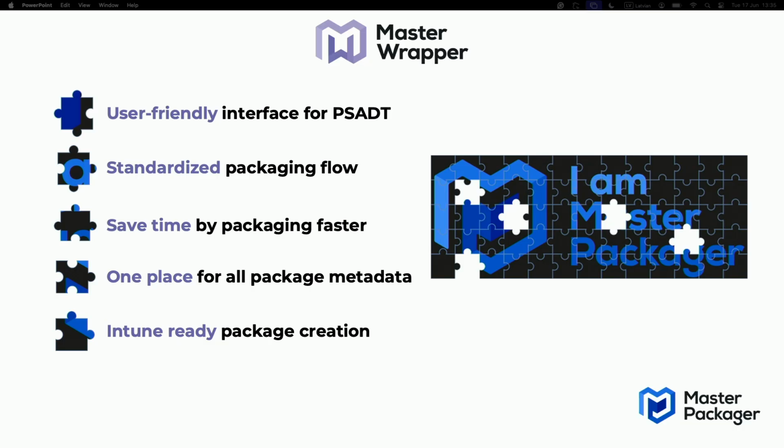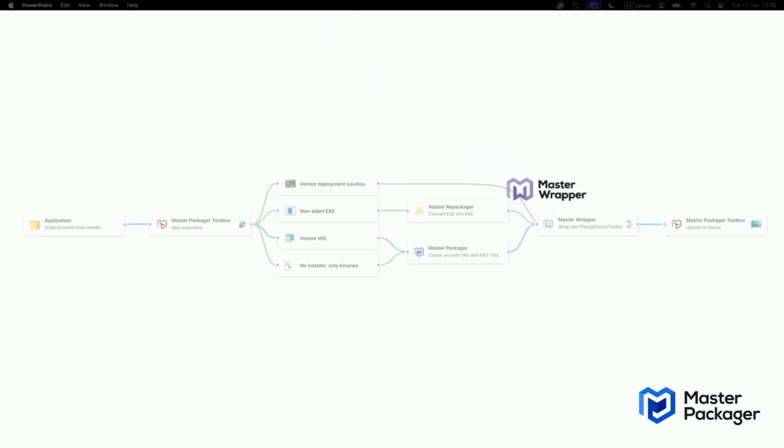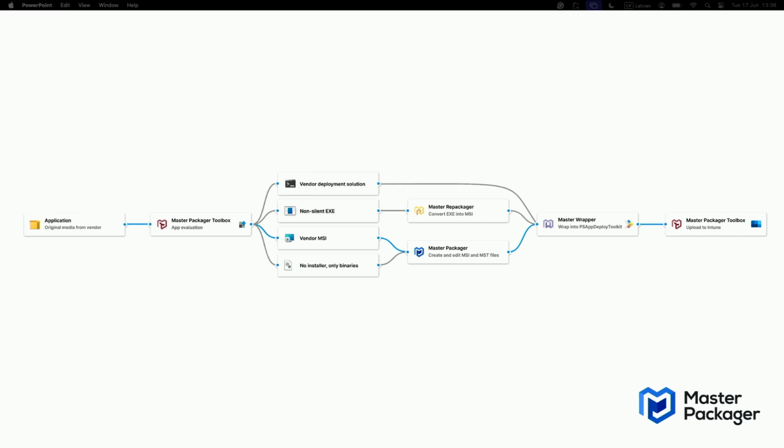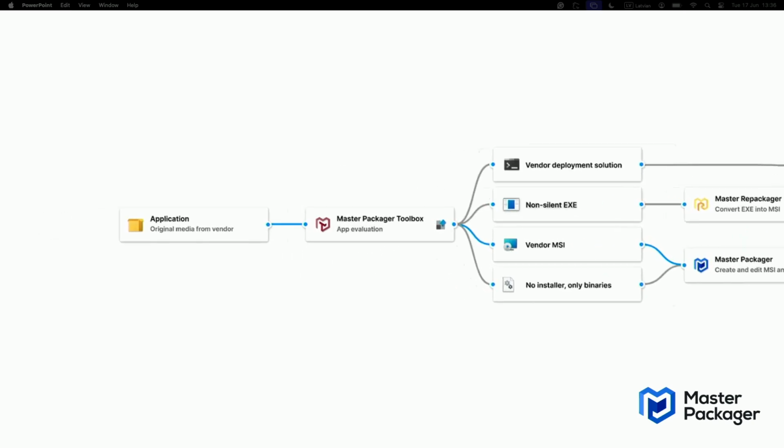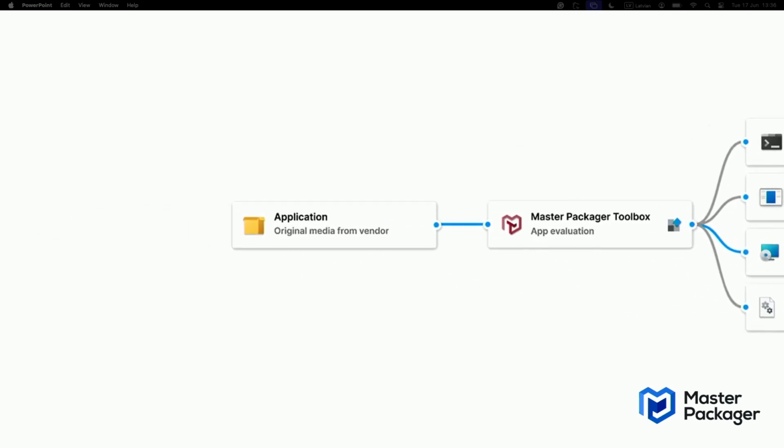The flow we designed looks like this. You can see here multiple master packager applications. We have 4 of them. One is for editing MSIs. One is for repackaging poor quality or non-silent installer existing EXEs into MSI. And a toolbox that helps you then identify how you want to package something.